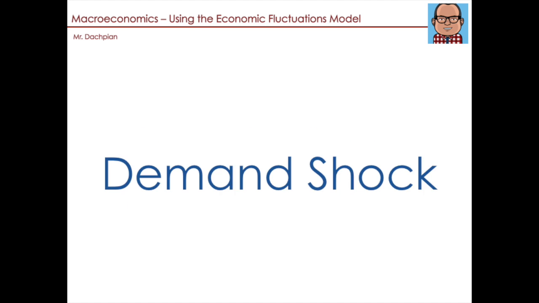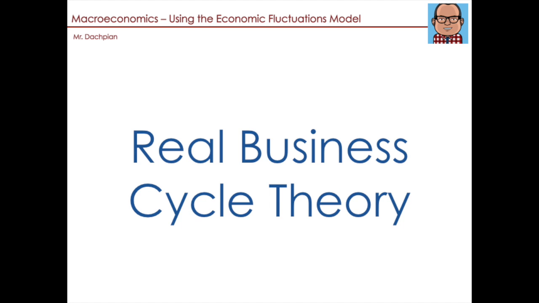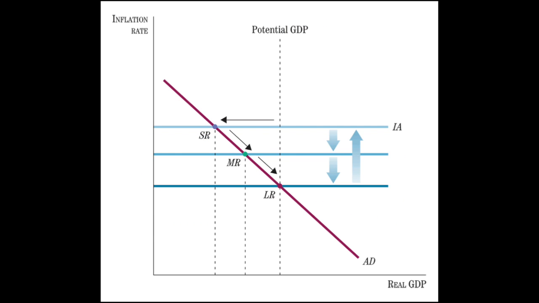The real business cycle theory is a theory in macroeconomics that stresses that shifts in potential GDP are a primary cause of fluctuations in real GDP. Shifts in the potential GDP are usually assumed to be caused by changes in technology.